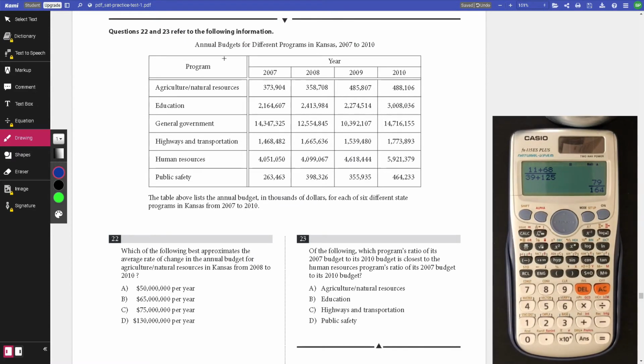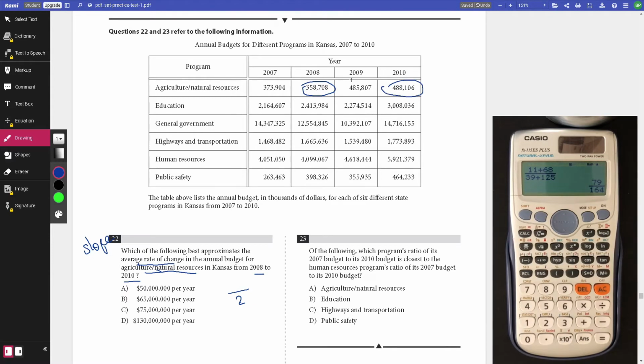Number 22, refer to this chart. Which of the following best approximates the annual rate of change? That means slope. In agricultural and natural resources from 2008 to 2010, the change in the x value is the run. So that's a run of 2. Now we need to find the rise or fall. We're looking at natural resources and agriculture, so we're looking at these two numbers.